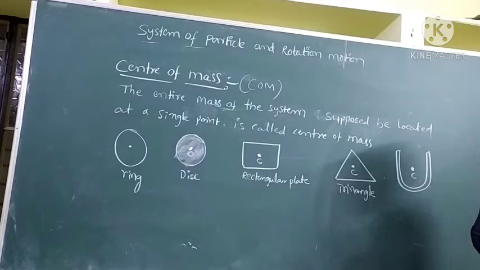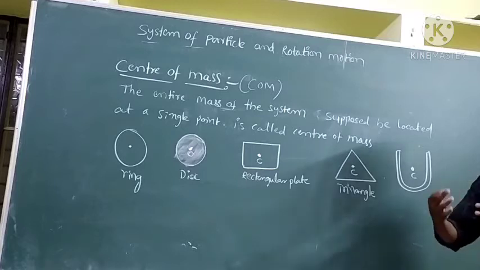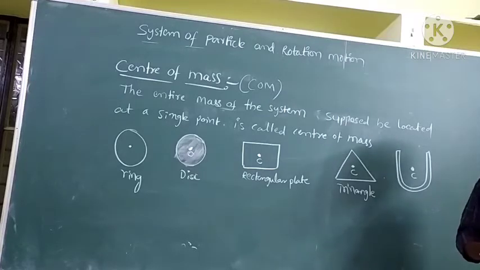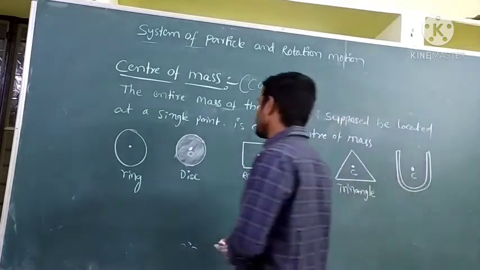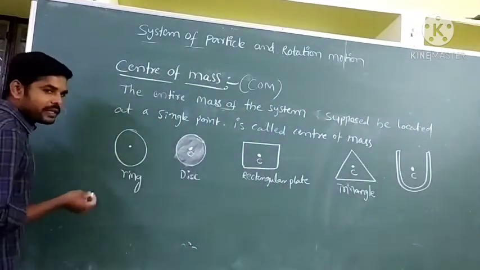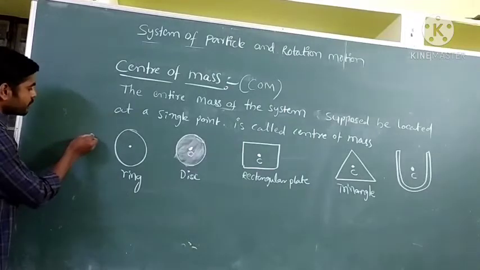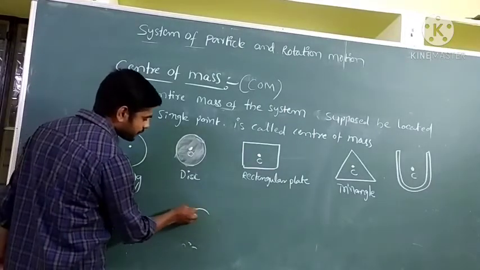Center of mass is never constant. The center of mass always changes with the distribution of masses. If the mass is changing, the center of mass also changes. That is center of mass. This is one of the examples. If you take the disc, for suppose I am taking a disc.